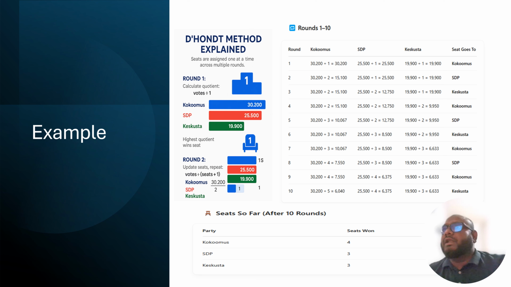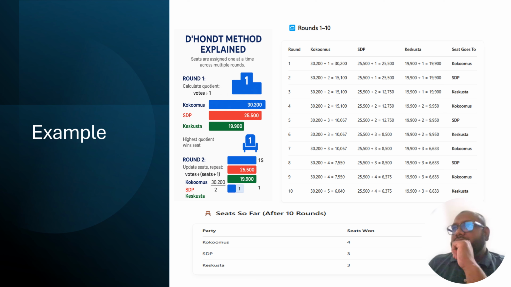So for round 1, we have seen in the earlier discussion that Kokomos has 30,200 votes divided by 1, so Kokomos has 30,200 votes. In round 1, Kokomos has more votes compared to SDP and Keskusta, so Kokomos wins in the first round, and Kokomos got 1 seat.